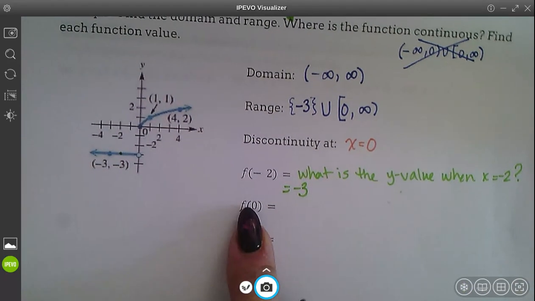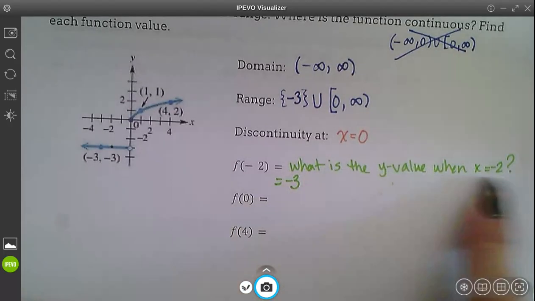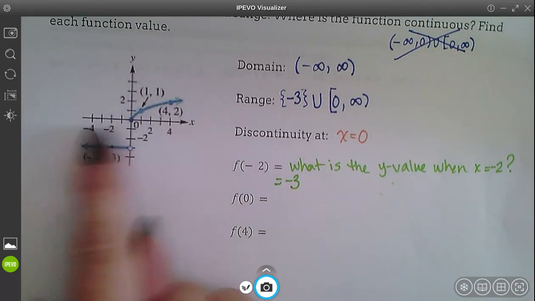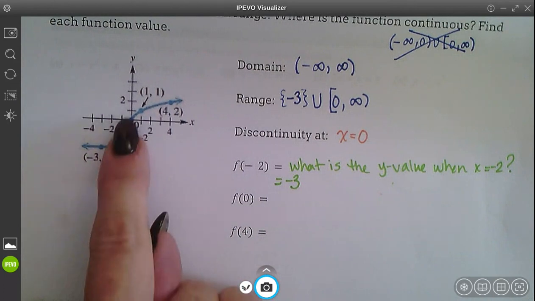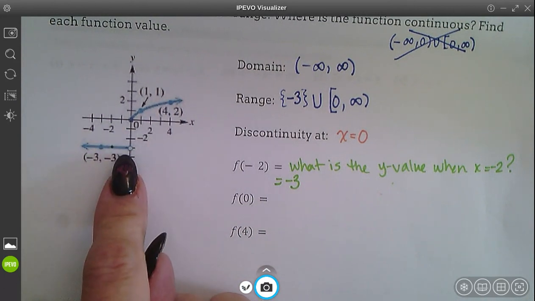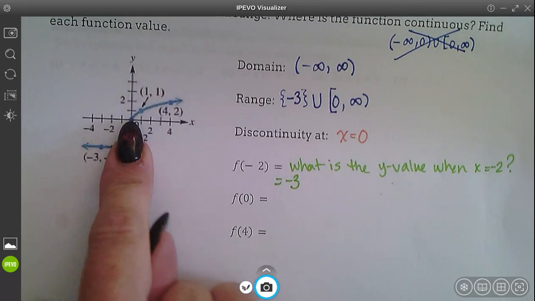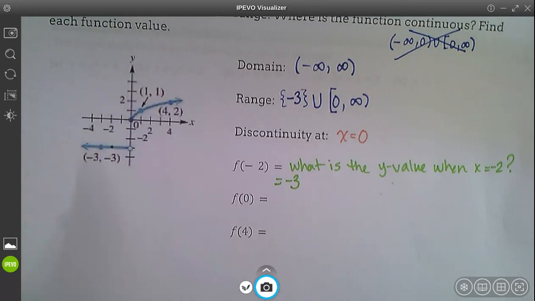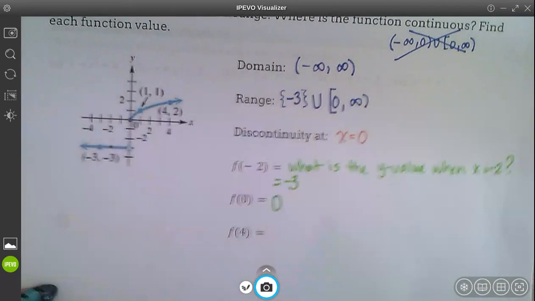What about f of 0? So that's asking what's the y value when x is 0? So find where x is 0. There are two places this graph is, but where is the closed circle? It's here. And the y value at that ordered pair is 0. So f of 0 would be 0.